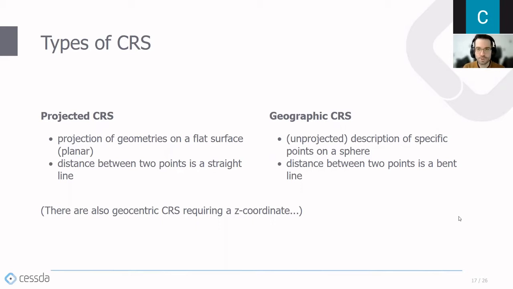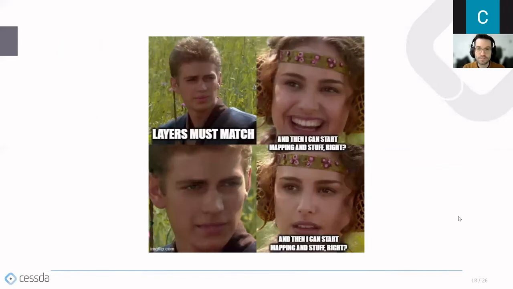And there are also other types of CRS with which you can, for example, describe mountains, so that also requires a Z coordinate. What is really important when you work with spatial data, especially from different data sources, is that the layers match. If you load in one data set and another data set, they comprise individual layers because they are layered on top of each other, and they must have the same coordinate reference system. This is really the prerequisite to work with geospatial data, to link them and to extract information from one data set and add it to another.